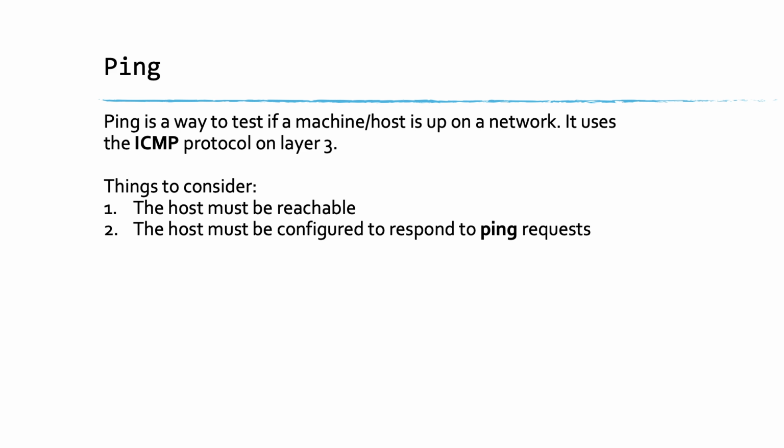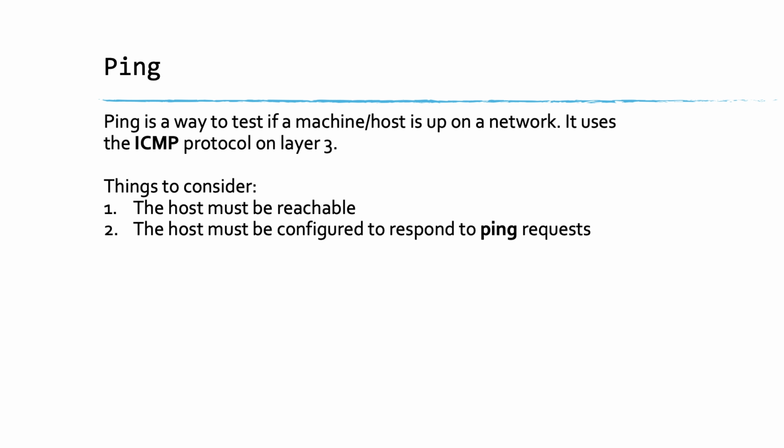Okay, so ping is a way to test if a machine or a host is up on a network. So if we want to see, okay, is the printer up, or is it even connected to the network, we can use a tool called ping to test the network. It uses something called the ICMP protocol, and this happens on layer 3.